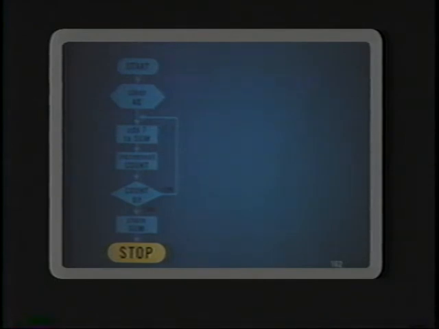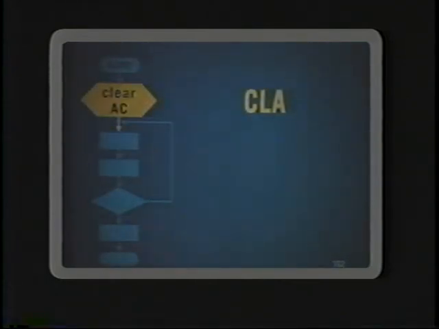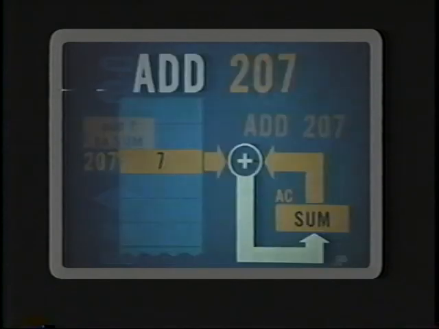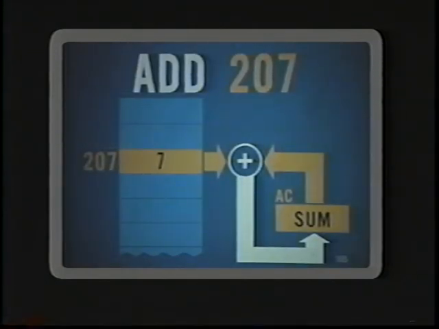We are now ready to convert our flowchart into instructions that our computer can execute. The first instruction we write, CLA, clears the accumulator. An add instruction is then used to add 7 to sum. The operand 7, which is stored in location 207, is added to the contents of the accumulator. The updated sum is then held in the accumulator.